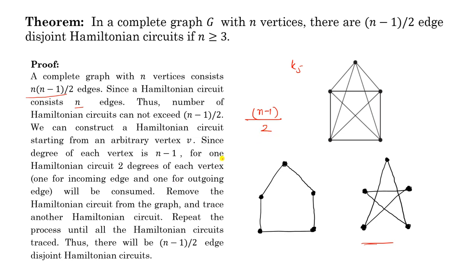Now how can we say that these Hamiltonian circuits are edge disjoint? Because once we have drawn a Hamiltonian circuit, we remove all its edges from the graph. It means the next Hamiltonian circuit is edge disjoint with respect to the previous one, because no edge is common in these two Hamiltonian circuits. That's why there will be (n-1)/2 edge disjoint Hamiltonian circuits.